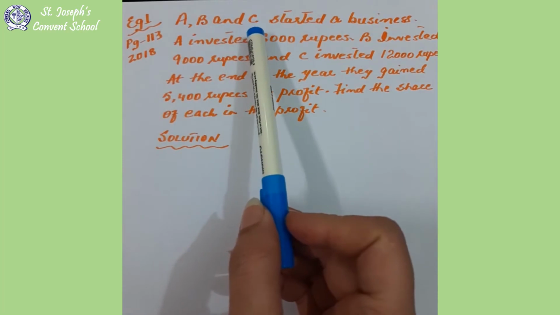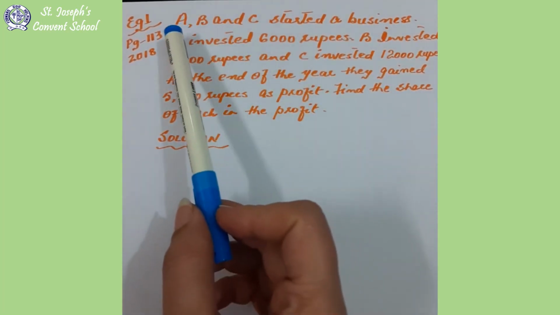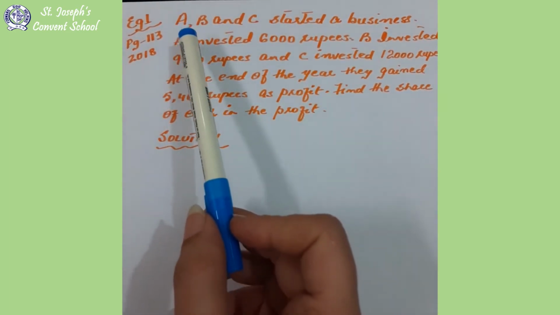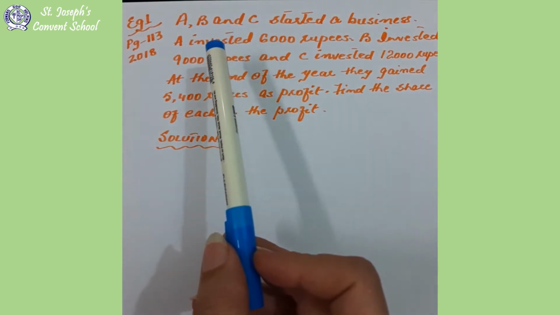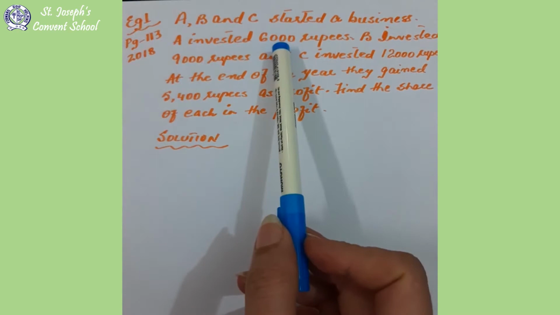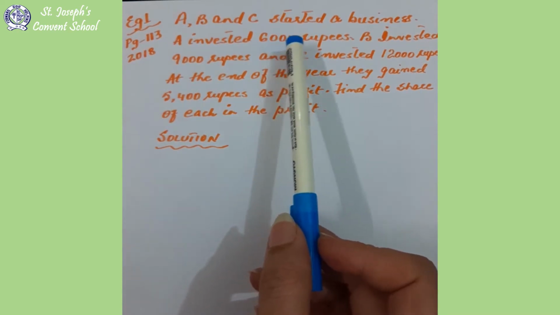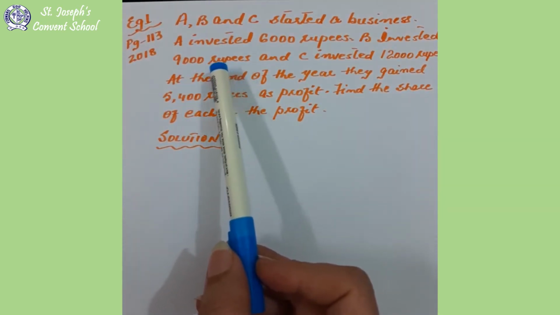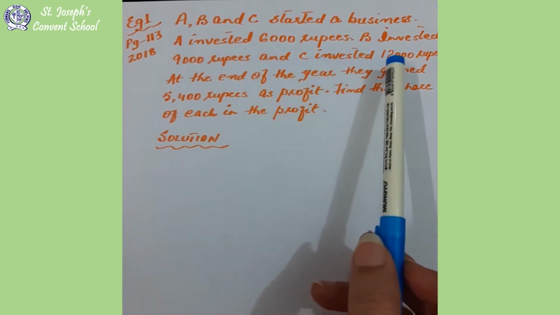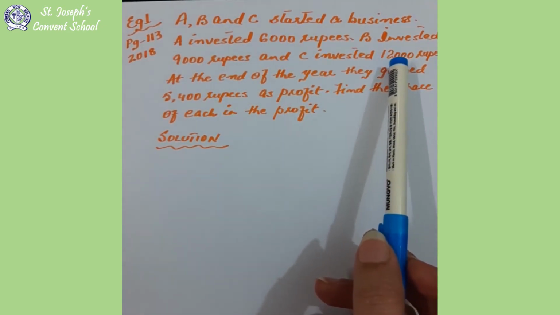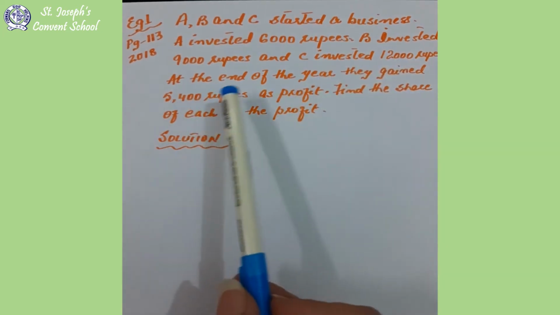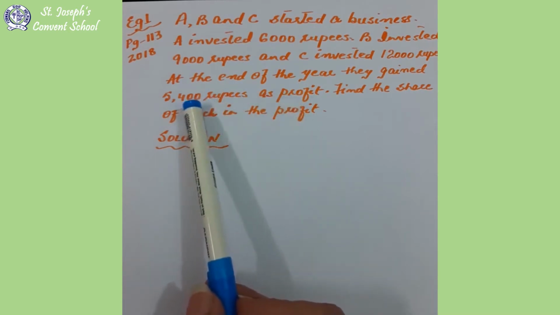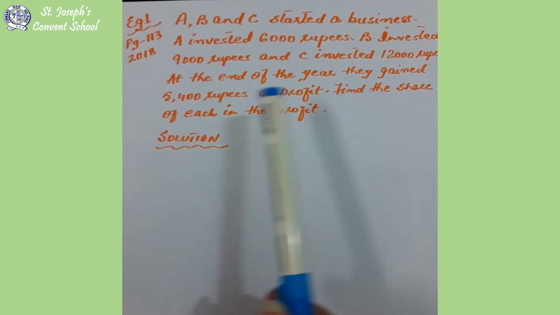A, B and C started a business. So instead of the name of the person, they have written A, B and C. They started a business, so there are 3 of them. It means that it is a joint business, a partnership. A invested 6,000 rupees. Amount of A is 6,000 rupees. Capital, you can say. B invested 9,000 rupees. So capital of B is 9,000. C invested 12,000 rupees. So capital of C is 12,000. At the end of the year, they gained 5,400 rupees as profit. Now, profit is given in the question. What you have to do is find the share of each in the profit.